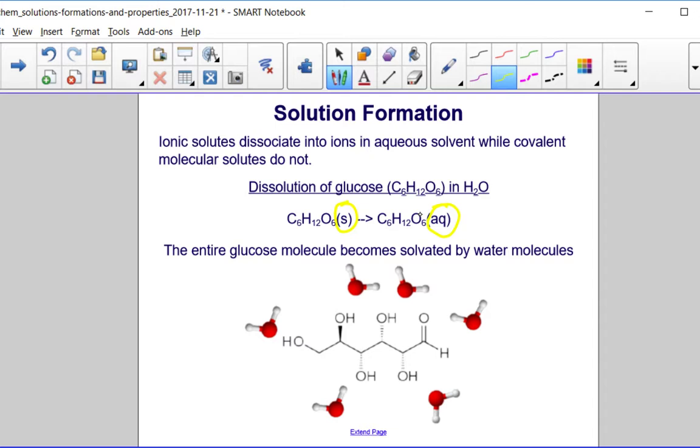And again, you can see the partially negative oxygen in the water molecule is lining up near the more positive side of that OH group where the hydrogen is. And the opposite happens here, right? Where this hydrogen and oxygen orient themselves. And here it's the hydrogen and oxygen. Okay, so the water molecules orient themselves appropriately to solvate the covalent glucose molecule.